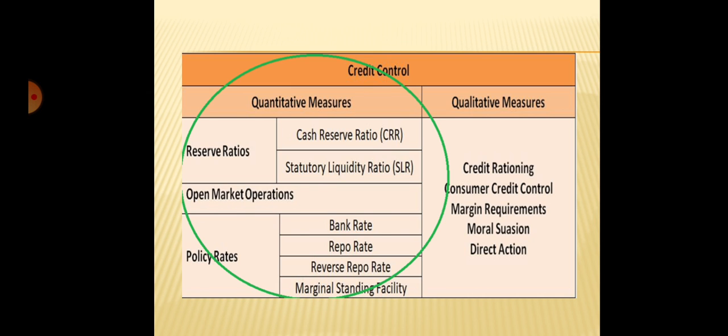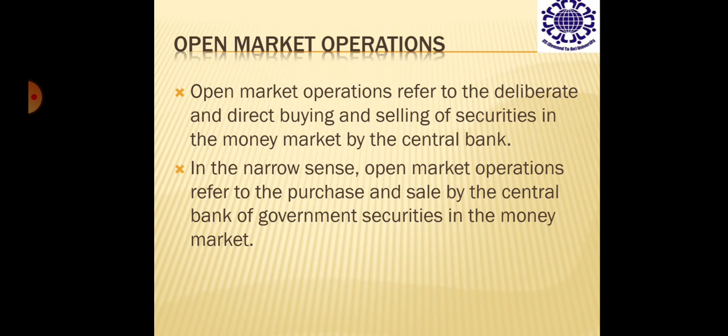First is the open market operations. Open market operations refers to the deliberate and direct buying and selling of securities in the money market by the central bank. In narrow sense, open market operations refers to purchase and sale by central bank of the government securities in the money market. In India, open market operations are used by Reserve Bank of India more to give support to the government securities than to regulate the volume of money.